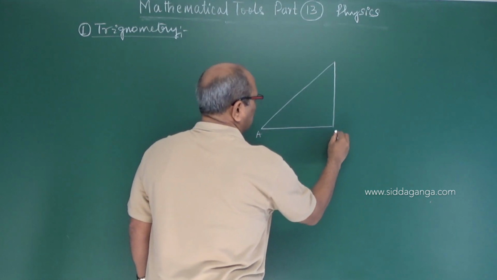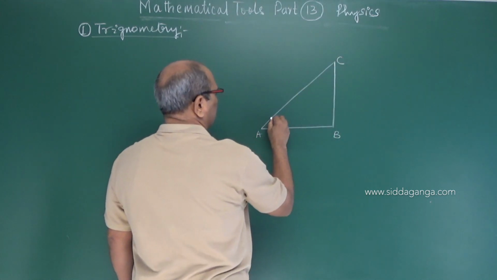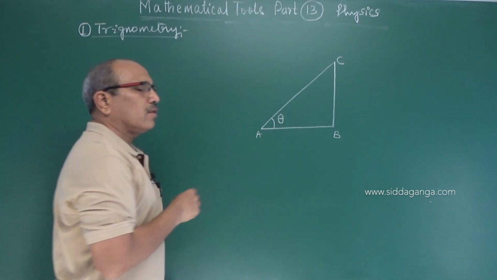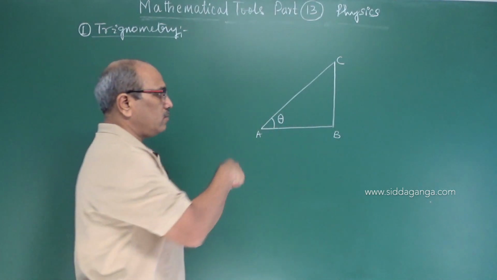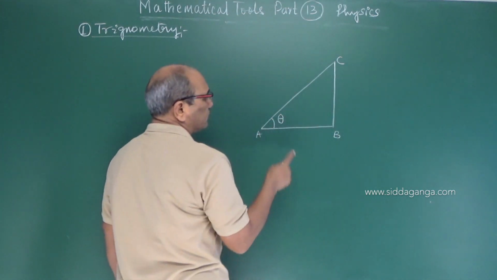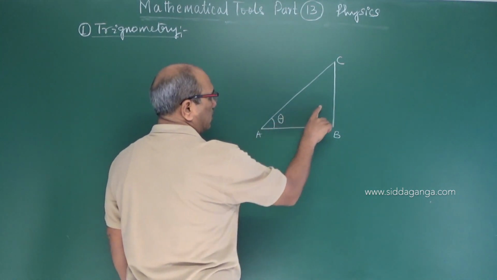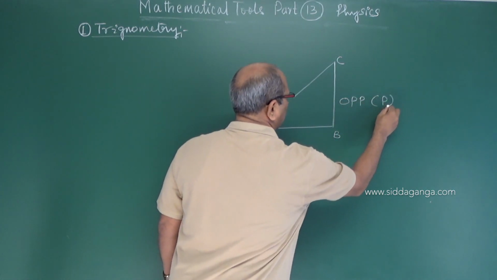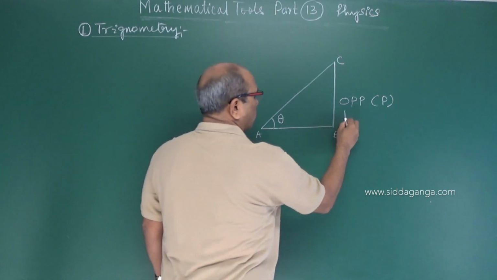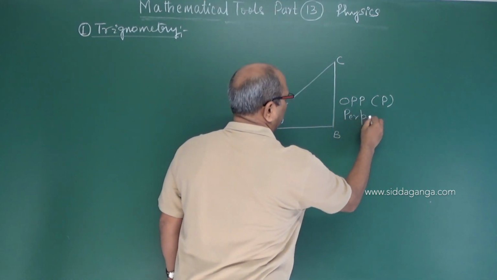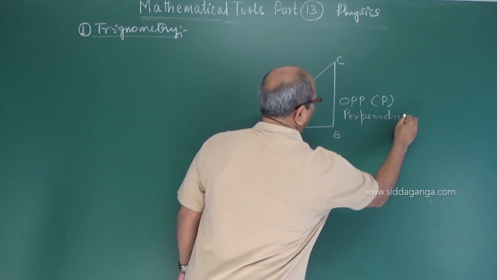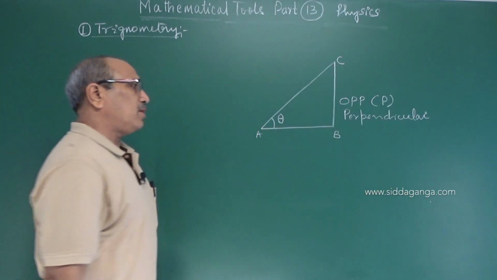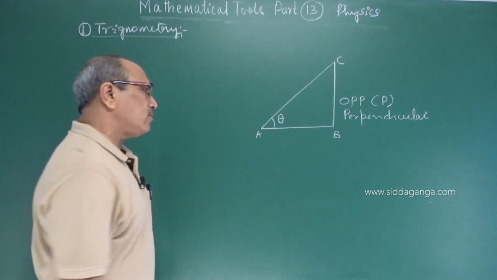Let ABC, and this may be the angle theta, and we name the sides also. The side opposite to the angle we call the opposite side, which I am denoting as P, because it is also called the perpendicular side. Of the two versions, whichever you prefer, you can take either perpendicular side or opposite side.